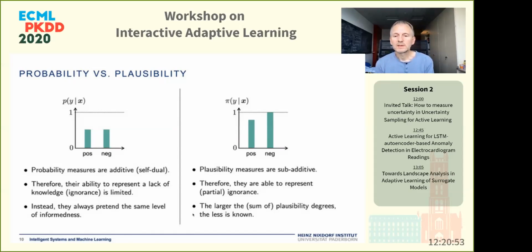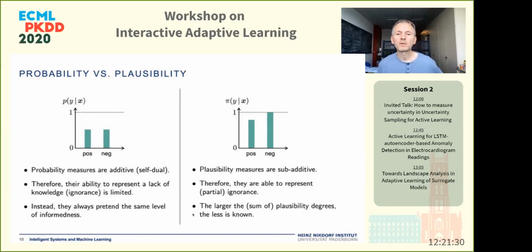We are working with sub-additive measures that you may call plausibility measures. This is a term that is commonly used in the literature. These measures are not constrained by this property. The sum of plausibility degrees is not necessarily equal to 1. It's greater or equal to 1, and in our case, for example, we may assign degrees to the positive and negative class that are both between 0 and 1, but the sum of them can exceed 1 in the extreme case.